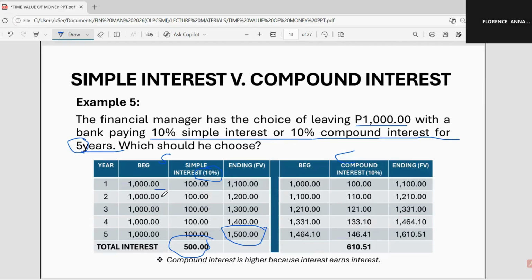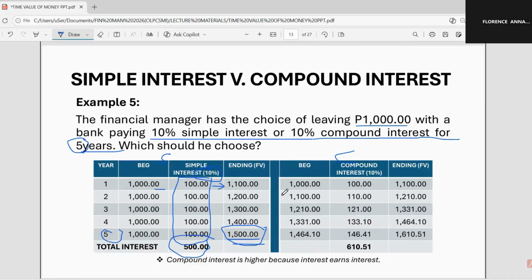You can also plot the same in a table, katulad nito. That is 1,000 times 10%, you get 100. You'll notice na in simple interest, straight naman itong ating interest. So, you add your interest from your beginning, you'll get your ending, and then you do the same until the 5th period, and you'll also arrive at 1,500 future value at the end of 5 years.